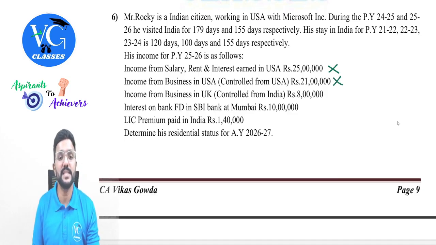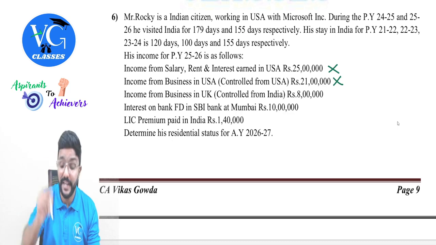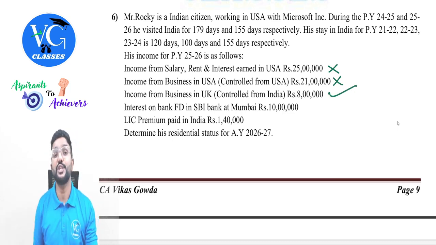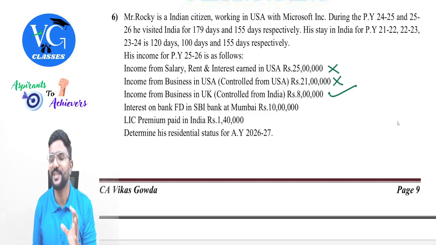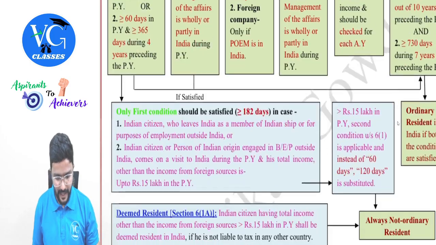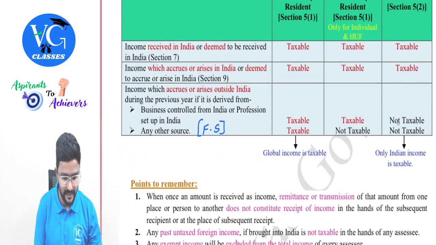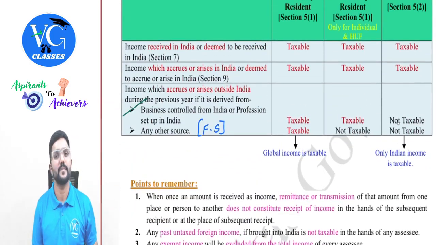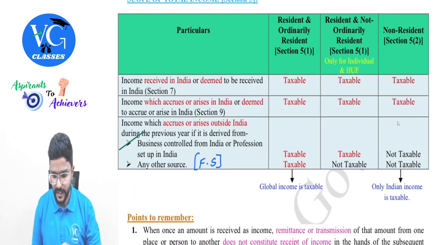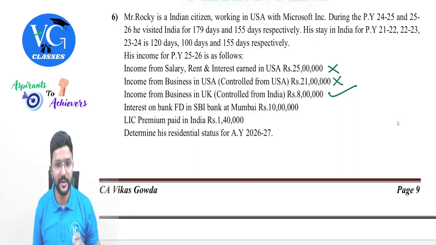Then income from business in UK, controlled from India. Is it an Indian income? Yes, guys. Actually speaking, again I am telling you, it is not an income from an Indian source. But still, as per section 5, are we taking it here? Yes. That will fall in this point. Is that clear? Yes, sir. Fine. I will go on.